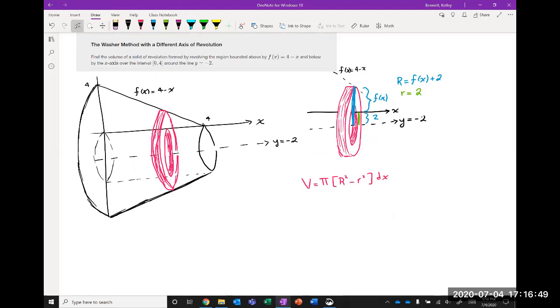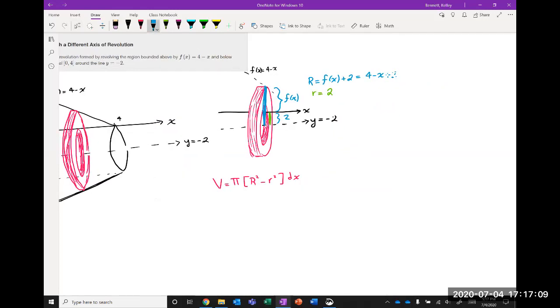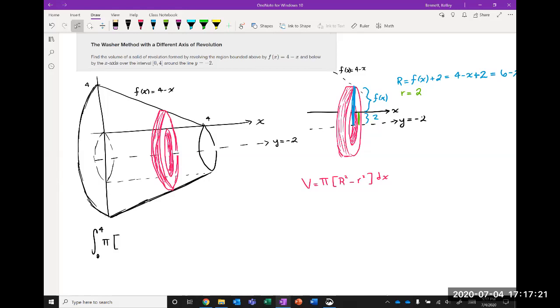So I'm going to go from 0 to 4, and then I have pi, and my big R is f of x plus 2. So remember that f of x is 4 minus x, and then I'm going to add 2 to that. So what I really get is 6 minus x. Now 6 minus x is my big radius. So I'm going to get 6 minus x squared. And then I'm going to subtract off my little radius, which was just constant 2. Notice the little radius is always the same. It's always 2. So now I just have to integrate this and then I can go about my business.